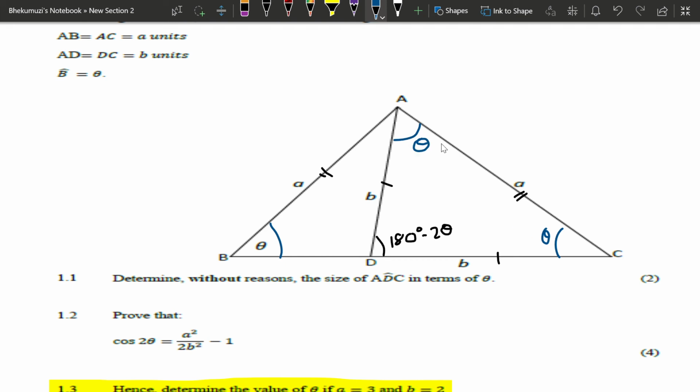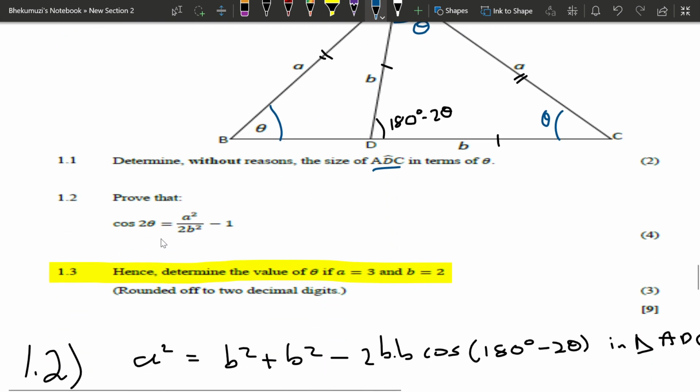Therefore, use the normal 180 degrees, all the angles in the triangle add up to 180. You find that it is 180 minus 2 theta, right? And that would be this angle, which is the angle ADC, right? But now they ask you to prove that cos 2 theta is equal to a to the power 2 divided by 2 times b to the power 2, all subtracted by 1, right?